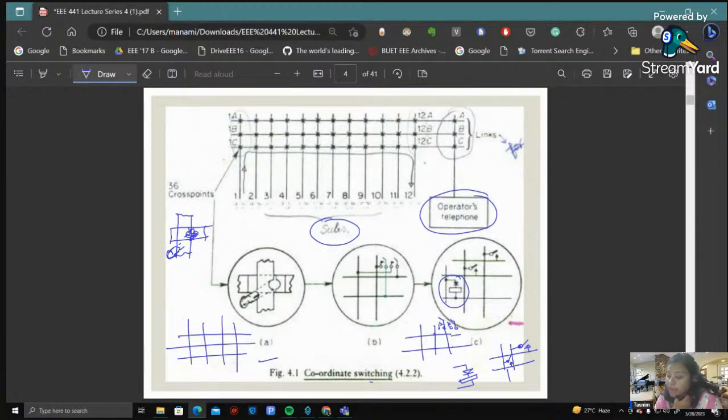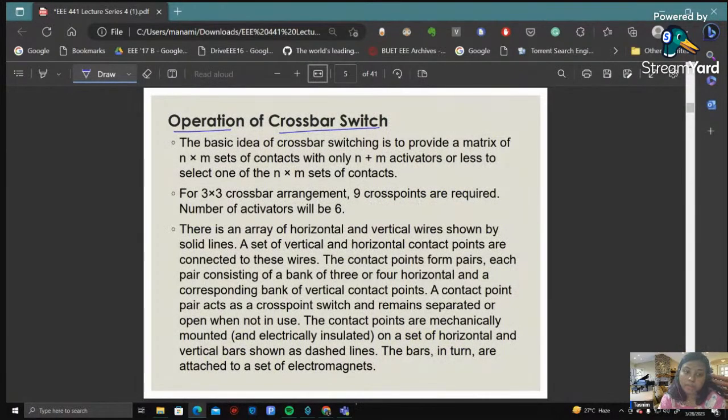So this is the summary of the slide, and we will proceed. The basic idea of crossbar switching is to provide a matrix of n into m sets of contacts with only n plus m activators or less to select one of the n times m sets of contacts. So we will have an n into m selector, and n plus m activators will select amongst this n into m. For a 3 into 3 arrangement, 3 plus 3, 6 will be the number of activators. 9 cross points are required.